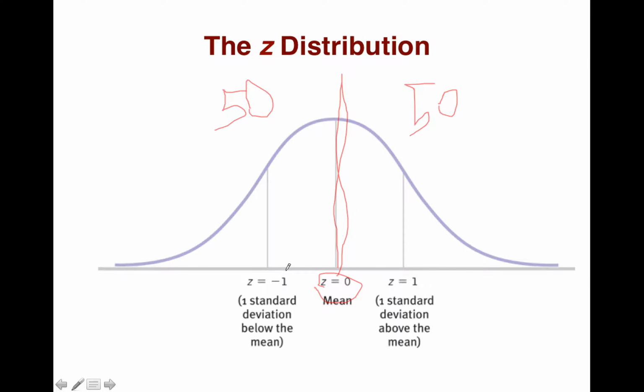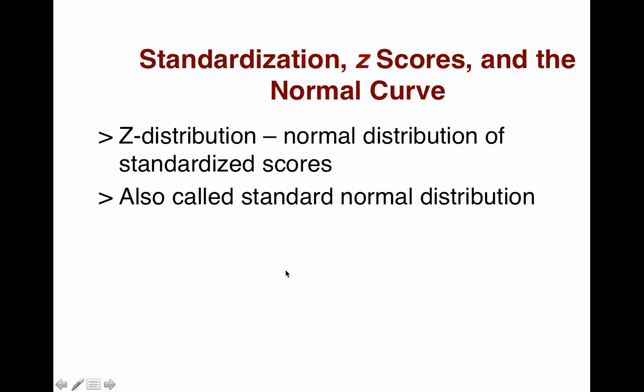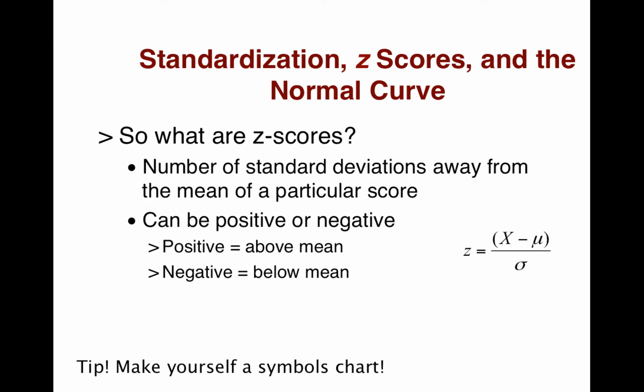Let me back up a couple slides and talk about all the parts to the Z distribution. Right, there we go. So the Z distribution is the normal distribution. It's also called the standard normal distribution. We've said that a couple times now. Okay. And so what are Z-scores? Like, how is this distribution calculated? Well, a Z-score is calculated with this over here. And so it is the number of standard deviations away from the mean of a particular score.